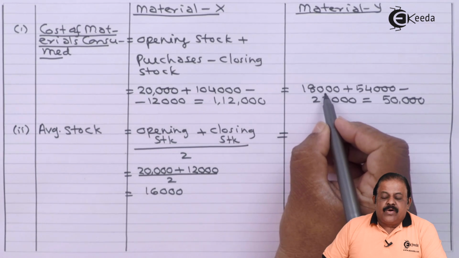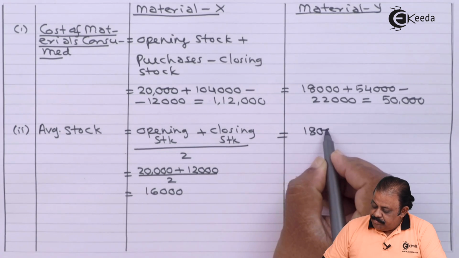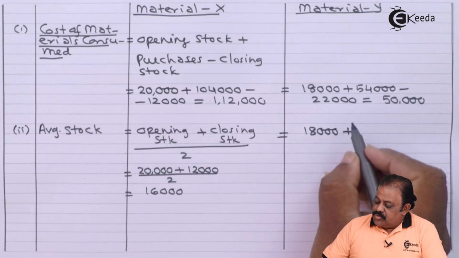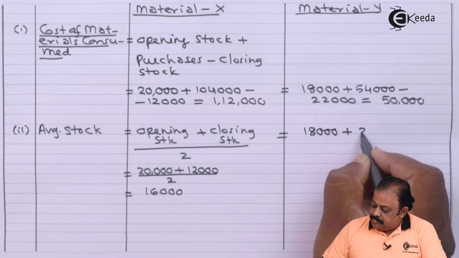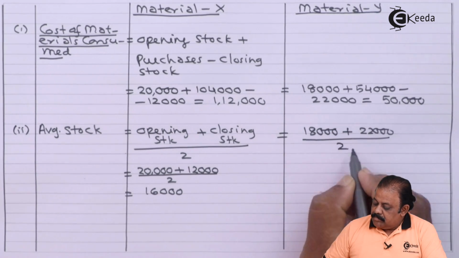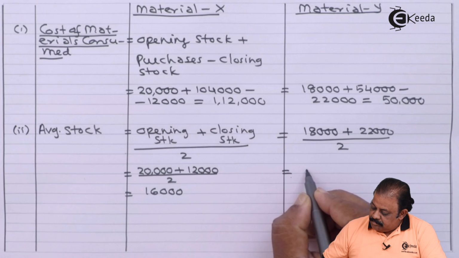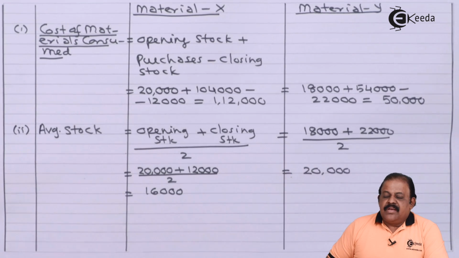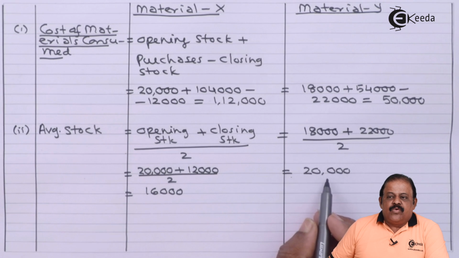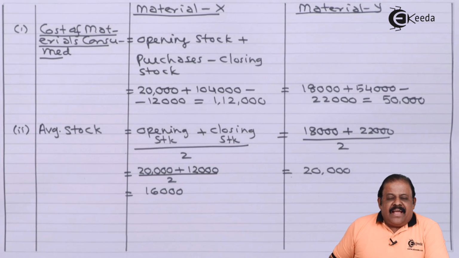In case of material Y, opening stock is 18,000, closing stock 22,000, divided by 2. So in case of material Y, average stock is 20,000. Let us calculate now inventory turnover ratio.